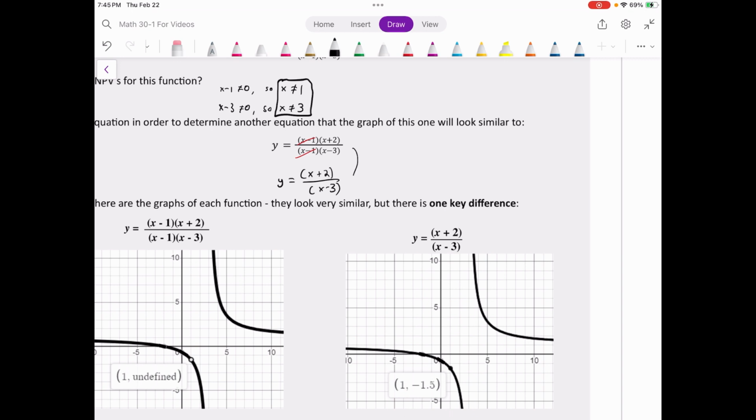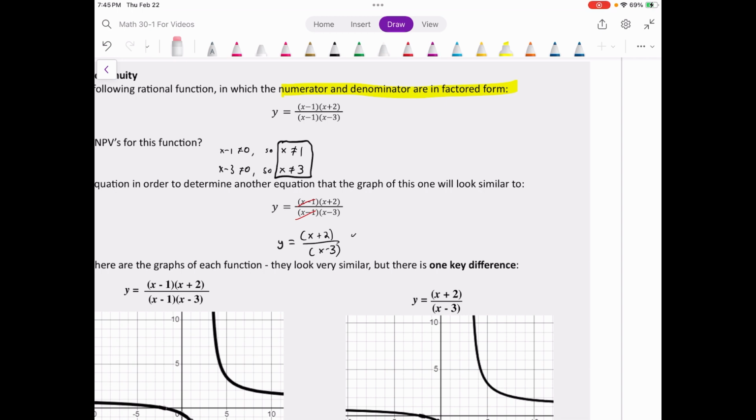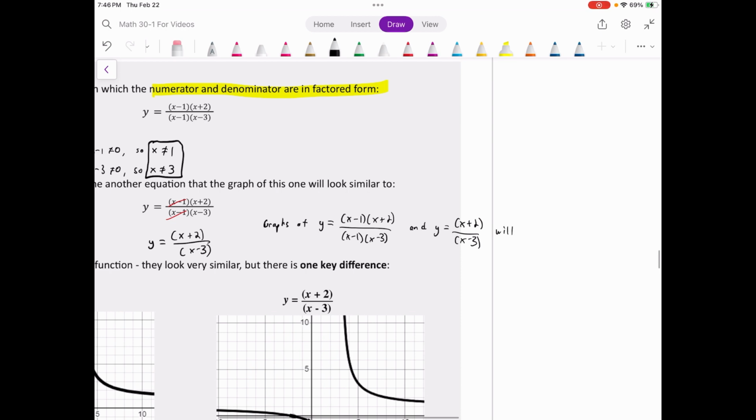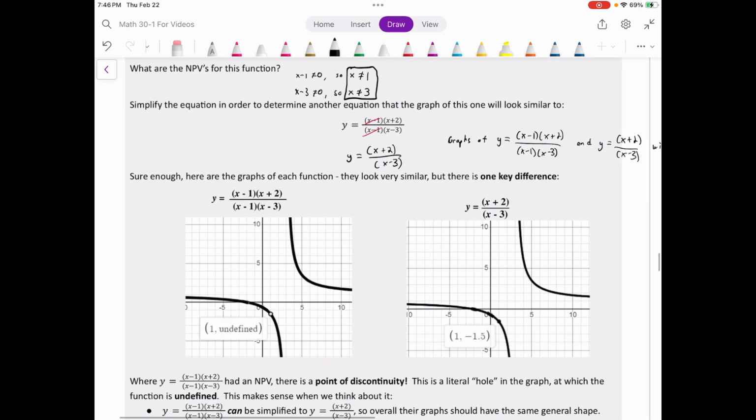They're basically equivalent, or close to equivalent anyway. Their graphs will therefore, right, the graphs of y equals (x minus 1)(x plus 2) over (x minus 1)(x minus 3), and y equals (x plus 2) over (x minus 3). These are very close to just being the same equation, because x minus 1 over x minus 1 is just 1. So those two graphs, since they have almost the same equation, will look almost identical. Almost. They are going to have a very key difference.